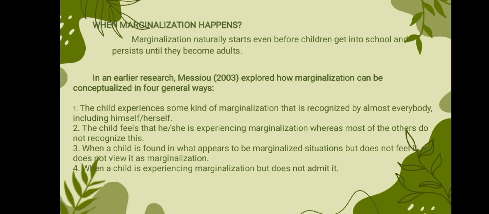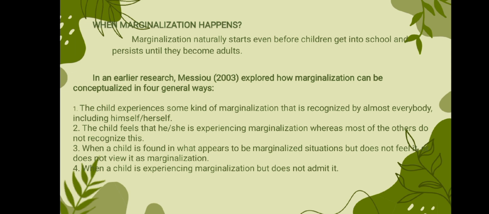Number one, the child experiences some kind of marginalization that is recognized by almost everybody, including himself or herself. This is when marginalization is clearly visible to both the child and the people around them. The exclusion or disadvantage is obvious and widely acknowledged. Number two, the child feels that he or she is experiencing marginalization, whereas most of the others do not recognize this. In this case, the child perceives exclusion, but others around them do not acknowledge or see anything wrong. This type of marginalization is often subtle or hidden.